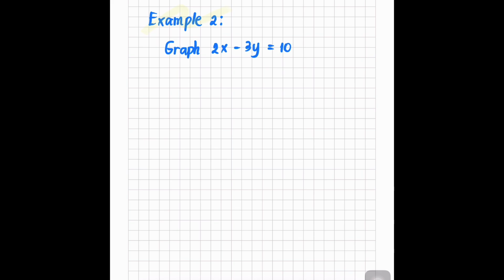So let's find the x-intercept. To find the x-intercept, again, we let y be equal to 0. From the original equation, we have 2x minus 3, then we replace y by 0, equals 10. Then we simplify, so this one is gone. So you have 2x equals 10. Divide both sides by 2, and you get x equals 5. So we can say that our x-intercept is at 5, 0.